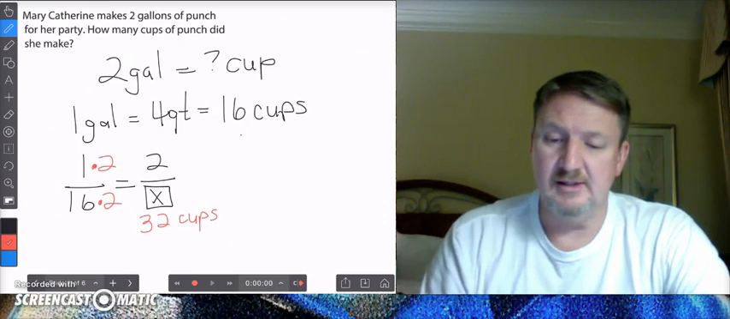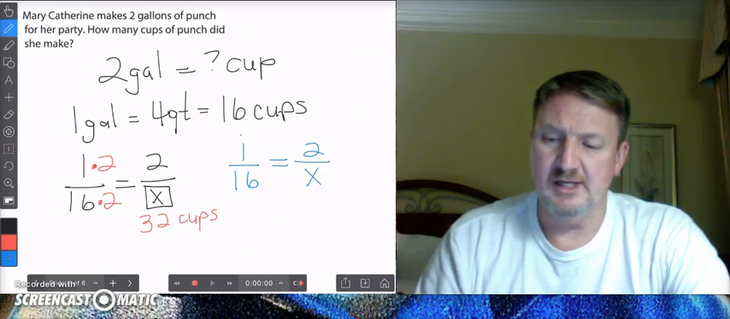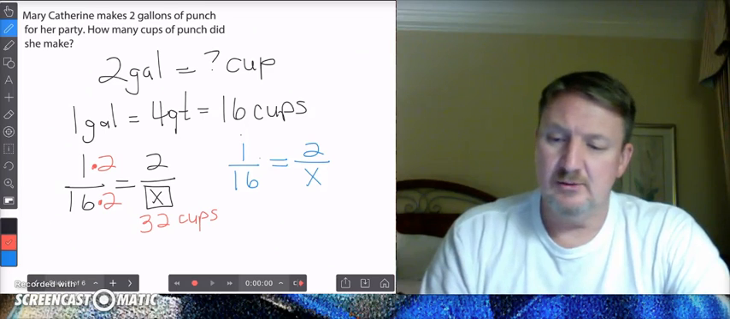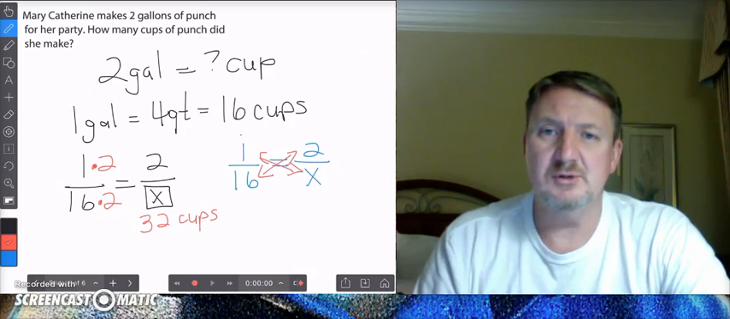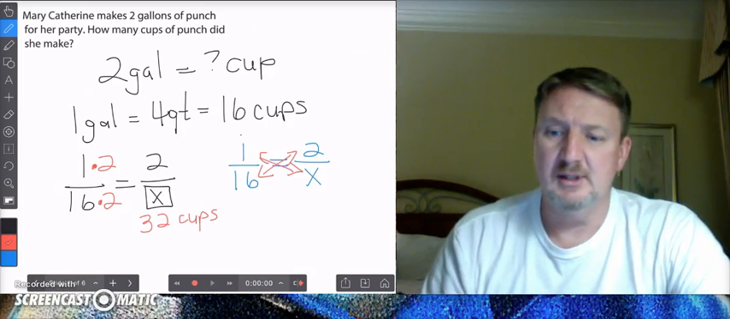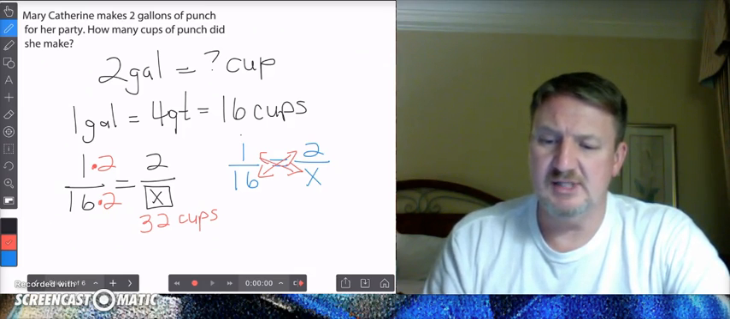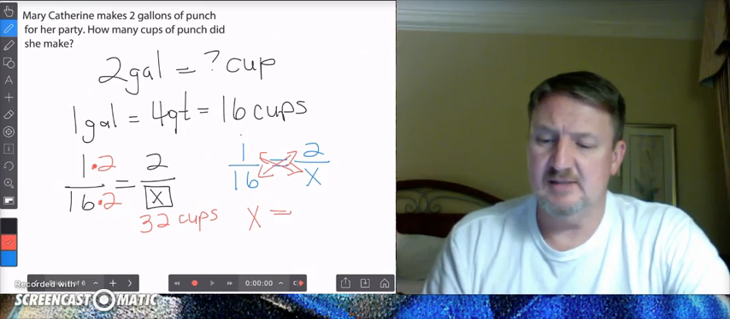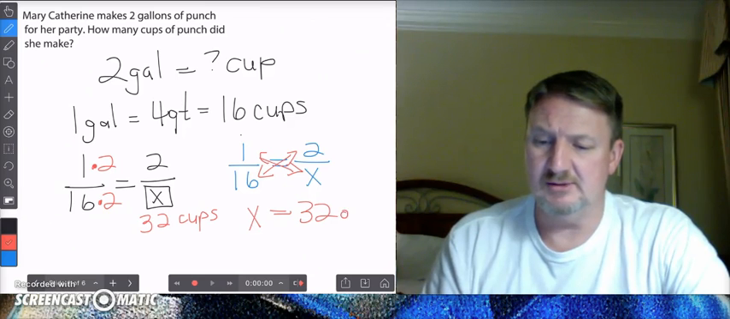All right, another way we could have done this: I got 1 gallon over 16 cups equals 2 over, and we're going to use the variable x again. You can cross multiply. We've talked about that in class, where if two ratios are equal, they make a proportion. So you can use that information to find missing values. So if I cross multiply, 1 times x is x, 16 times 2 is 32. That's it. That's all you had to do. So 32 cups. Okay, super easy.